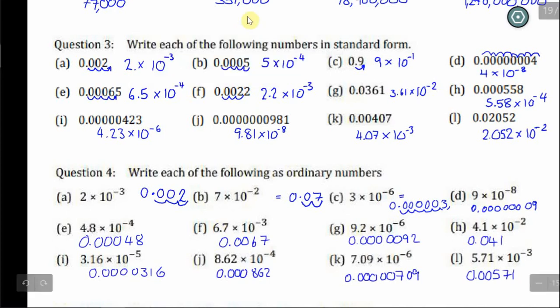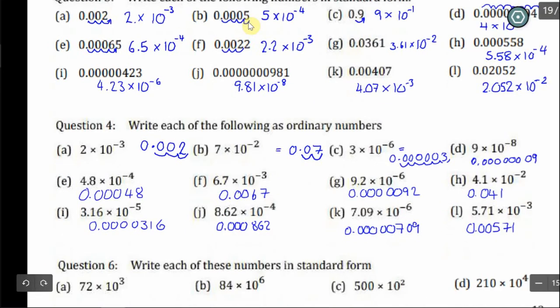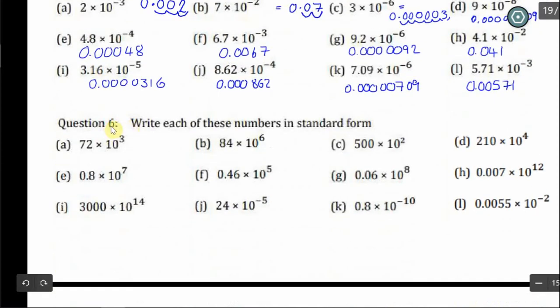Okay, there are the answers to question 4. We then somehow jump from question 4 to question 6. Whoops. Okay, now, this question says, write each of these numbers in standard form, but it looks like they already are in standard form. We've got a number times 10 to the power of something else. Now, what is not in standard form about these?